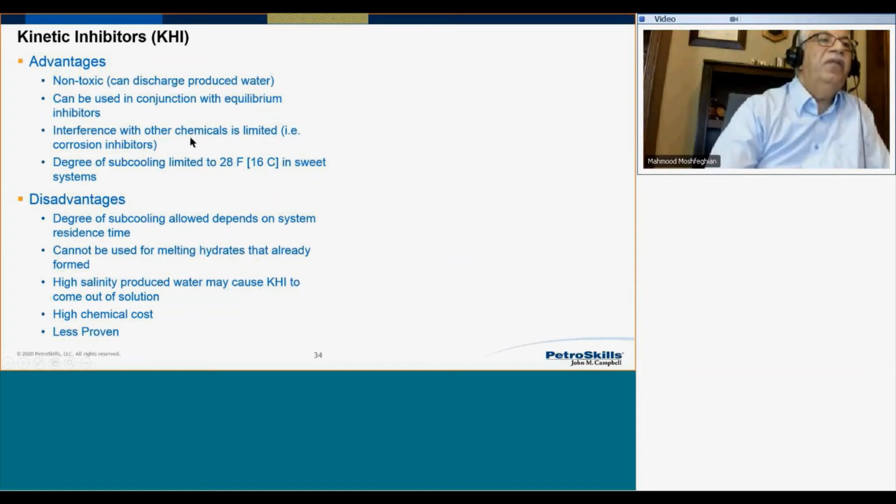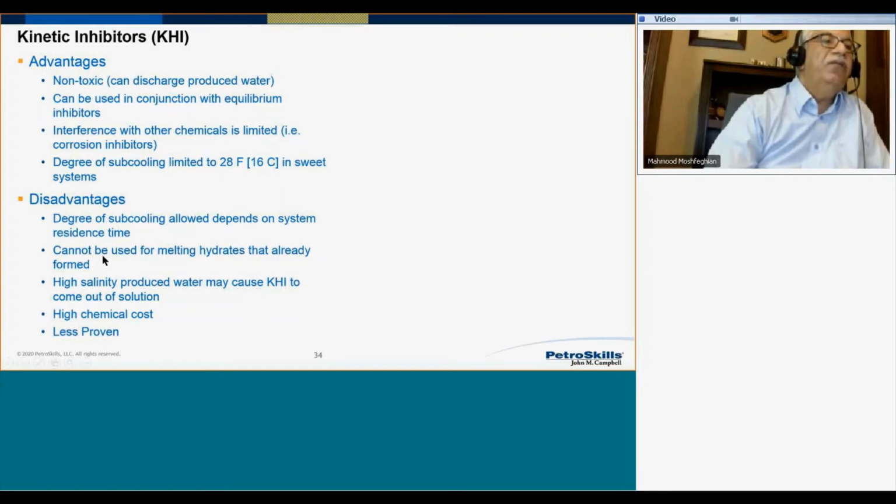Interference with other chemicals is limited, for example with corrosion inhibitor or other chemicals we use in our system. Degree of subcooling is limited to 28 degrees Fahrenheit in this system. Disadvantage: the degree of subcooling allowed depends on the system residence time. The shorter the residence time, the more effective they are. If the residence time of your gas in the line or the system is long, definitely you may have hydrate formation.